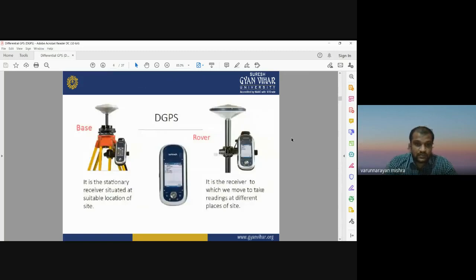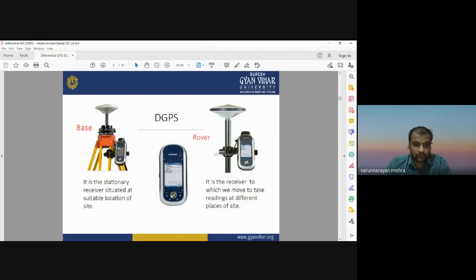Okay, so this is the way you can see here. This is the way in which we have a base station and a rover station. The base station is the stationary receiver. It can be established at any suitable location of the study area that is already known to you. And the rover is the GPS receiver which we move to take the readings at different places of the site. We move with the rover receiver to take the coordinates, the observations, at different locations of that study area. So this is the base and rover.